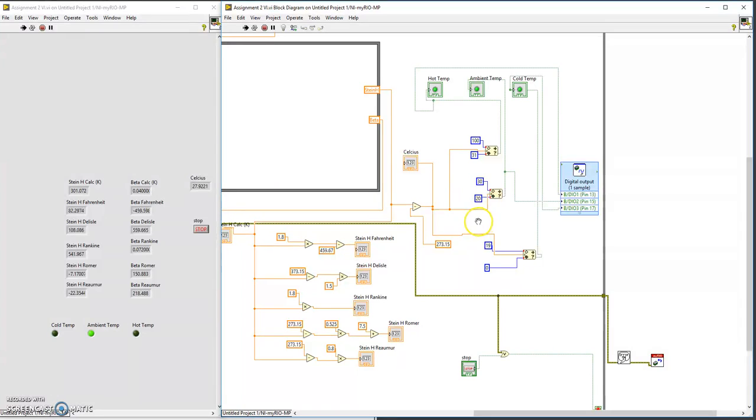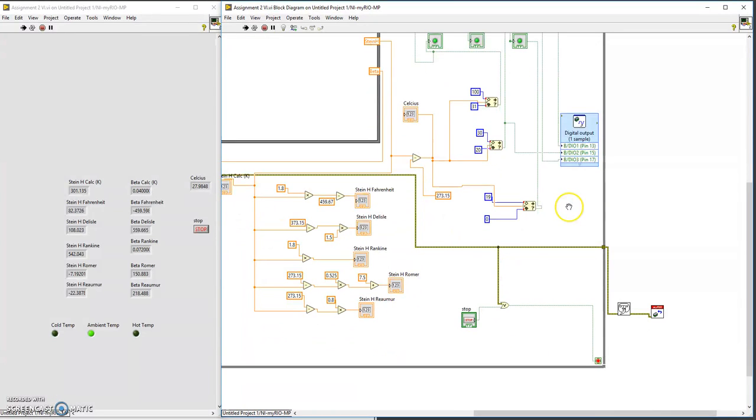Once this has happened, you then get the ranges that I've put between 31 and then the range for hot, which will illuminate this LED, the range for ambient, which is 30 to 20, which will illuminate that LED, and then the range for cold, which is 19 to 0, which is the cold temperature LED. Finally, this will then feed back into the different digital output pins, which will illuminate the LEDs depending on what temperature it is.